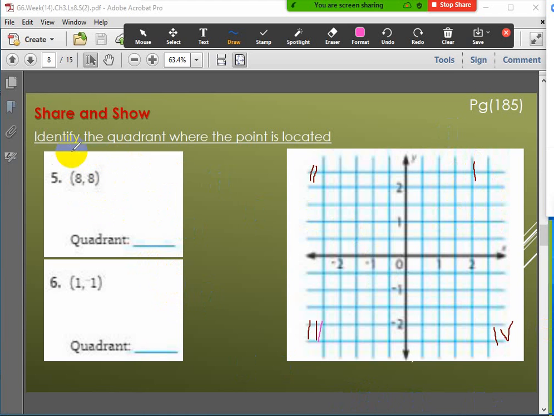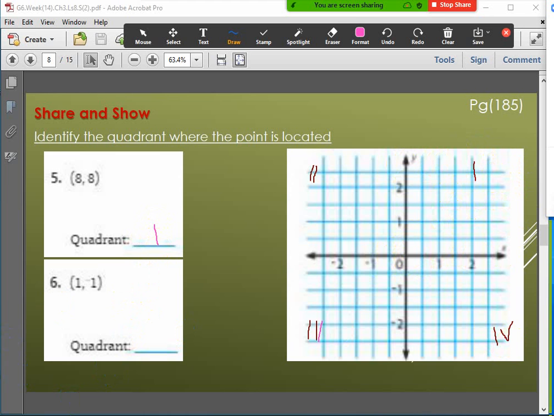So the x is positive, the y is positive. This is the x positive. It will be on the right side of 0. The y is positive, that means it will be up over the 0. So the point will be in this region here. That means in the first quadrant, number 1.